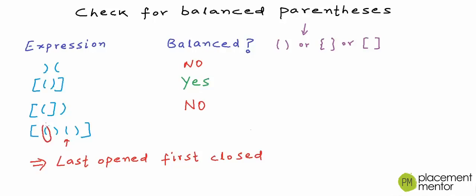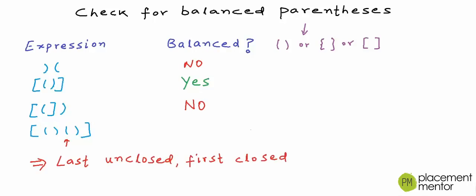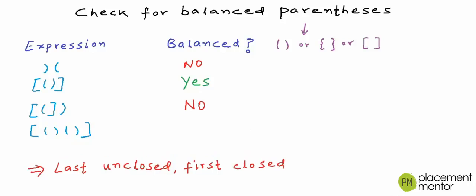But this one that is opened previous to this is closed first, and it is fine. The property that must be conserved is that as we scan the expression from left to right, any closure should be for the previous unclosed parenthesis. Any closure should be for the last unclosed. Let's scan some expressions from left to right and see how it's true.